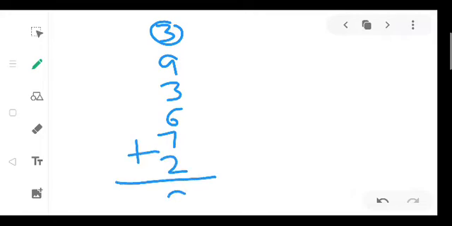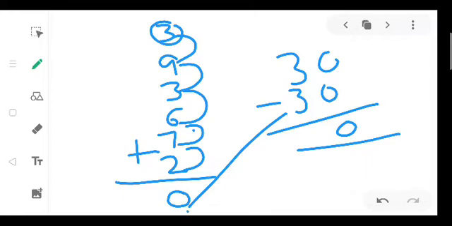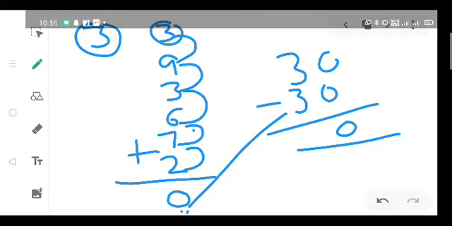Now we will do the addition of the 100 place digits. 3 was carry. The next digits were 9, 3, 6, 7 and 2. And here the sum is given 0. So 3 plus 9, 12, 12 plus 3, 15, 15 plus 6, 21, 21 plus 7, 28, 28 plus 2, 30. So what should be here? Here also it was 30. So 30 minus 30, 0. Okay. So 3 will be carried to the 1000 place. Clear?